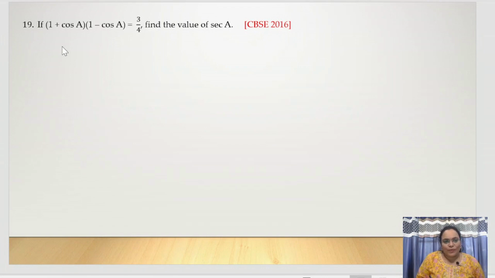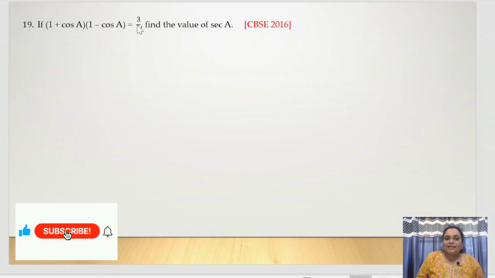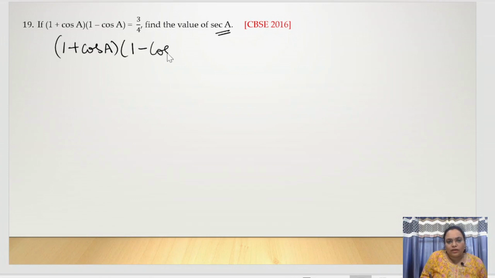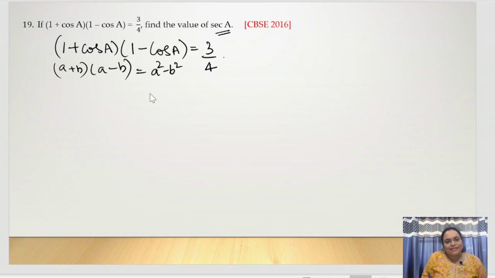So let us solve the next question. If (1 plus cos A) into (1 minus cos A) is equal to 3 by 4, find the value of secant A. Given is (1 plus cos A)(1 minus cos A) is equal to 3 by 4. If you see this, this is in the form of (A plus B) into (A minus B). So I can write it as A square minus B square.